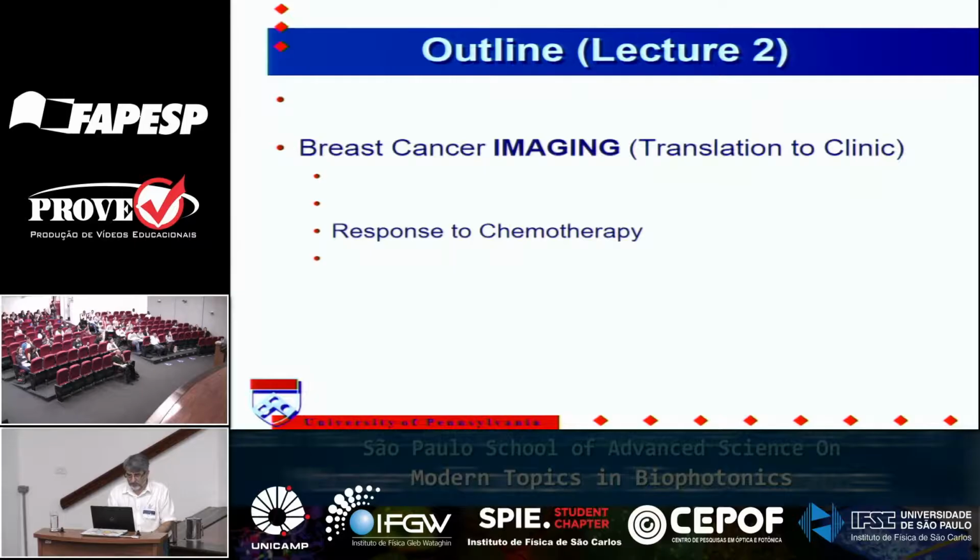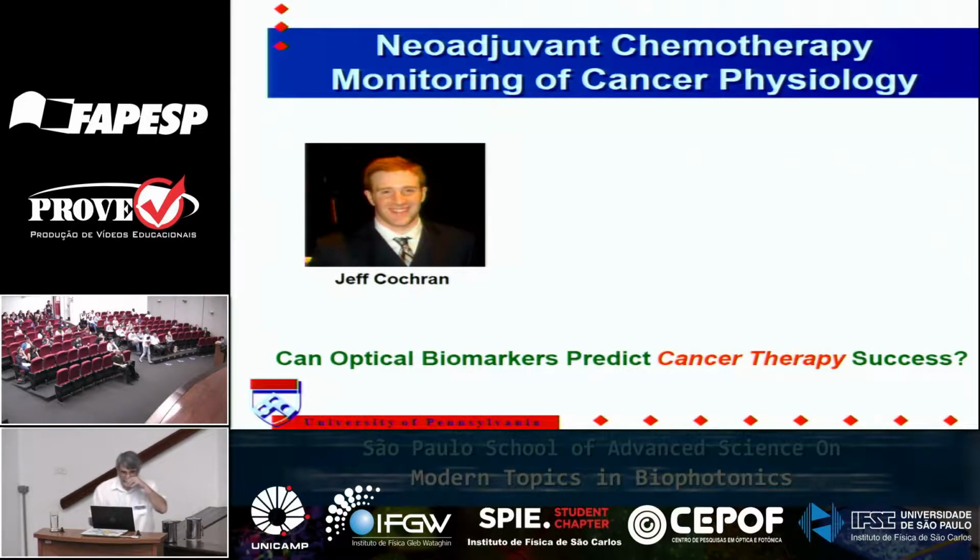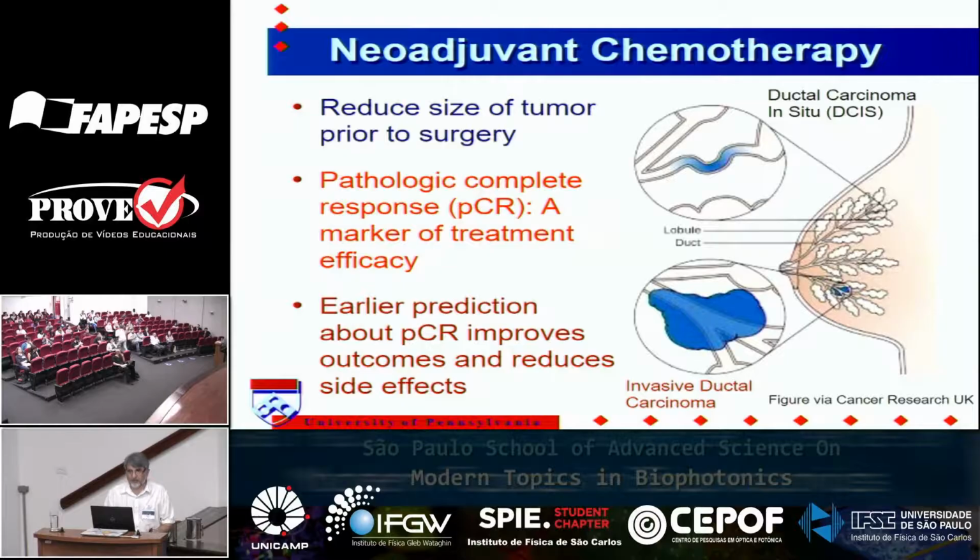This is a project, again, led by Jeff Cochran. It involves a group of patients that we've been looking at with a number of other groups around the US, studying neoadjuvant chemotherapy. I'll say something about what that is. Basically we're looking to see whether these optical biomarkers, at an early or middle stage, can predict whether this therapy will work or not. So let me just remind you a little bit about that.